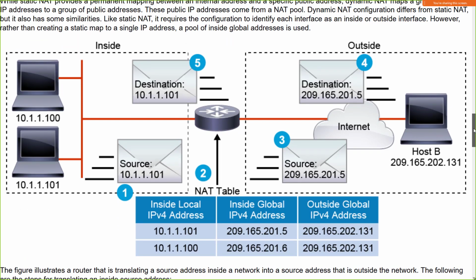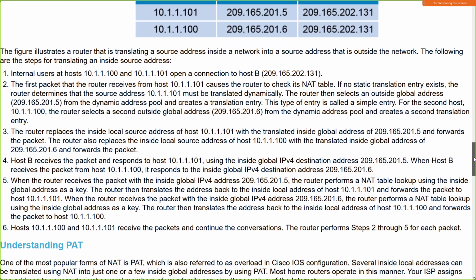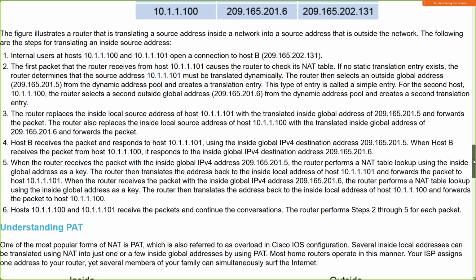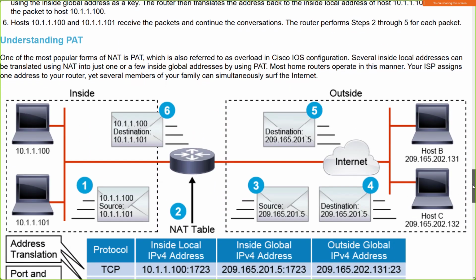But this is just an example of, hey, host 101 wants to go out. It's going to get translated to 201.5, an address from the pool. The next client wants to go out. It's going to get translated to 201.6, and we're just simply grabbing addresses from the pool. And then once we're done, we release those addresses back into the pool.